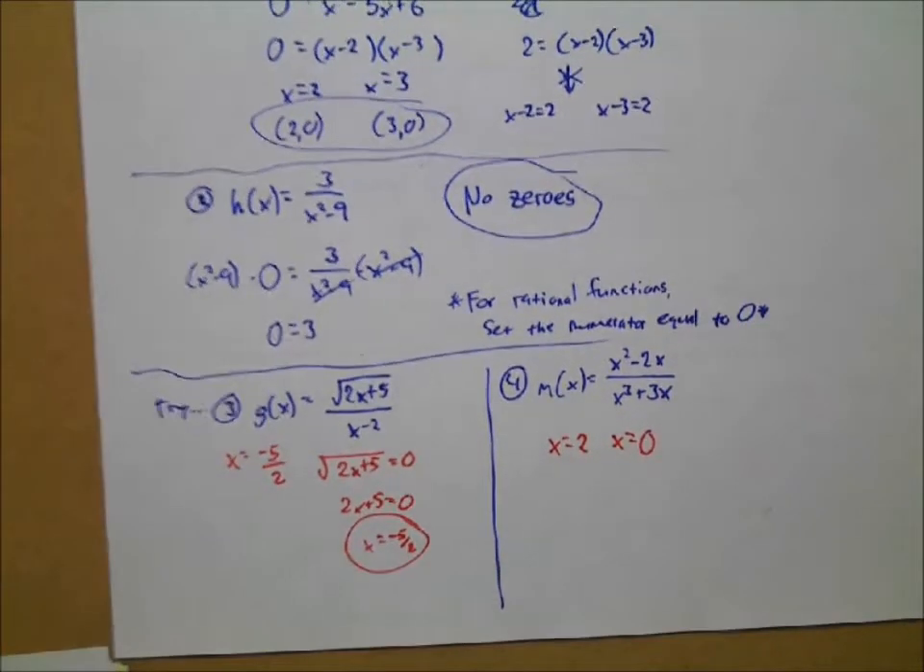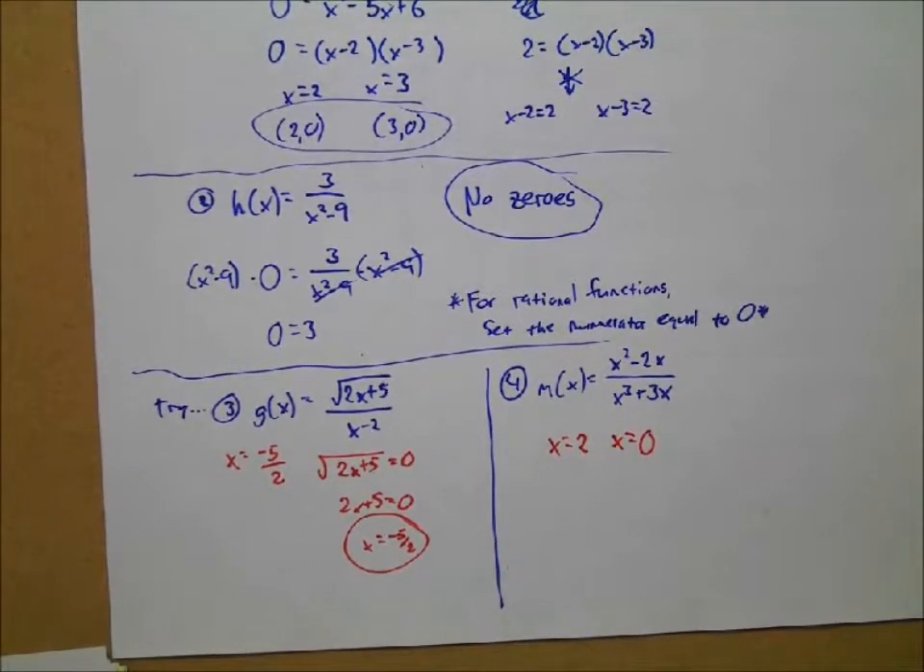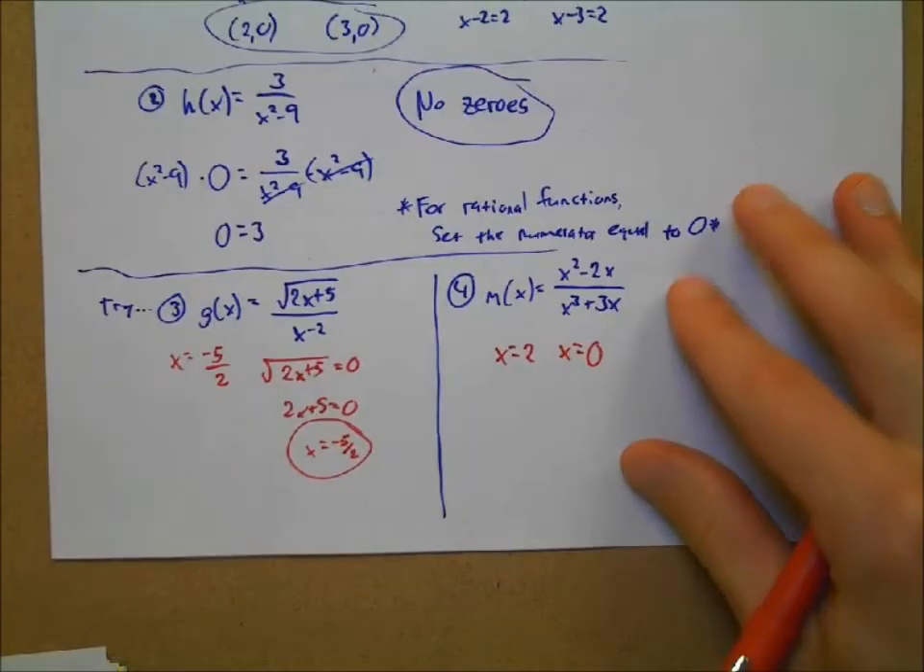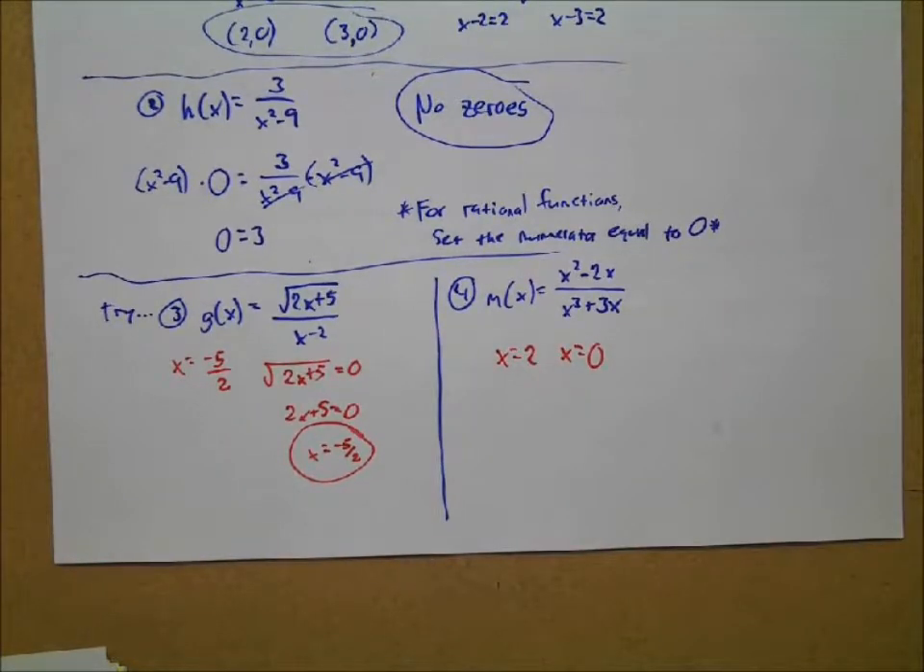X equals 2 and x equals 0? All right. What do you think? Yes, x equals 2, x equals 0? Yeah. Okay. All right. X equals 2, x equals 0 it is.